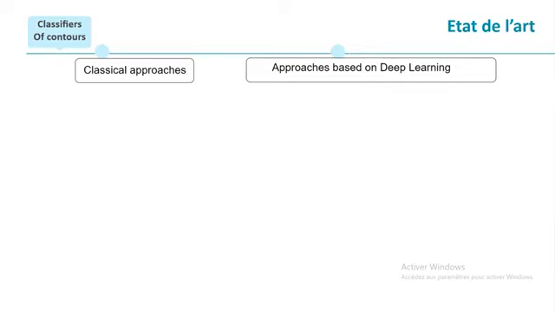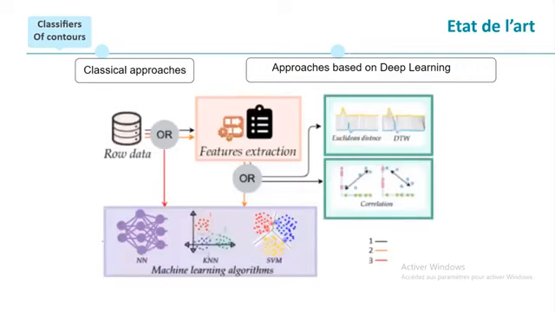So moving now to the state of the art, when talking about the classifiers, we have the classical approaches and the approaches that are based on deep learning. As for the classical approaches, I am summarizing them here, as well as mentioning the deep learning one. So this is a general representation. Given contour data, say raw data, there is no feature extraction. There are no interest points I'm taking.